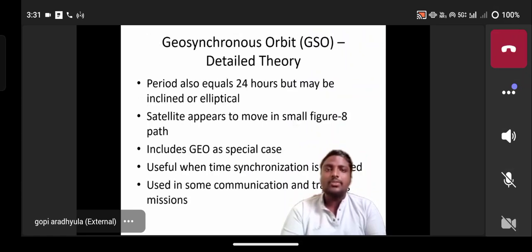Now I discuss GSO. Period also equals 24 hours but may be inclined or elliptical. The satellite appears to move in a small path. Includes GEO as a special case. Useful when time synchronization is required. Used in some communication and tracking missions.